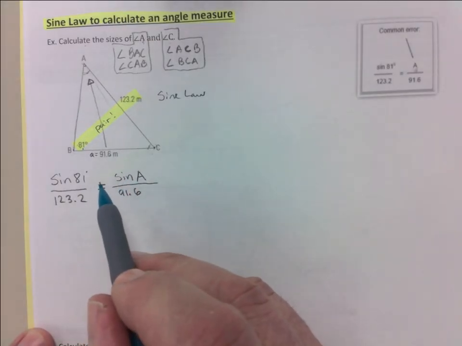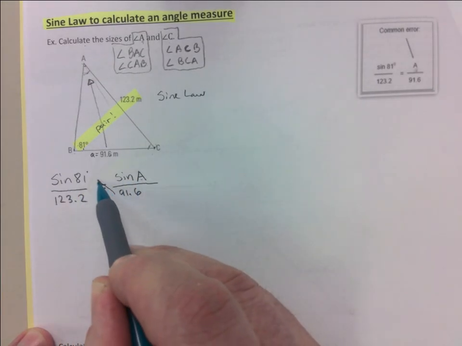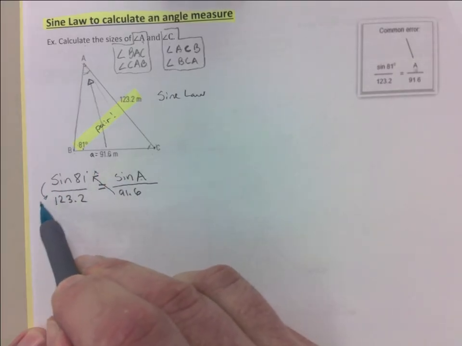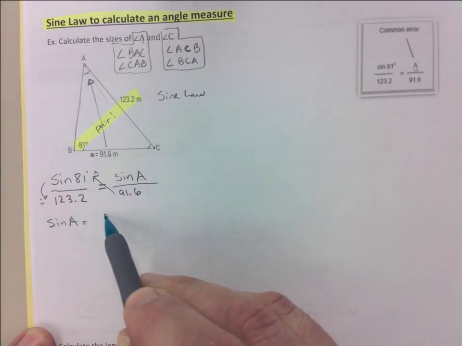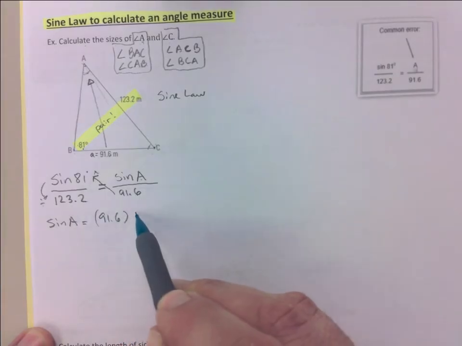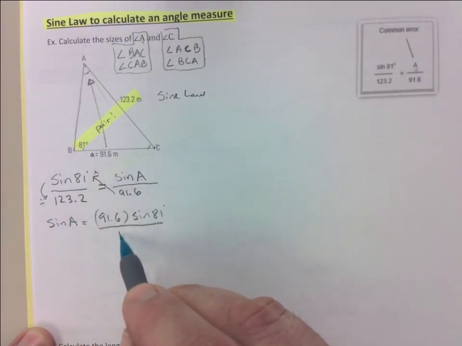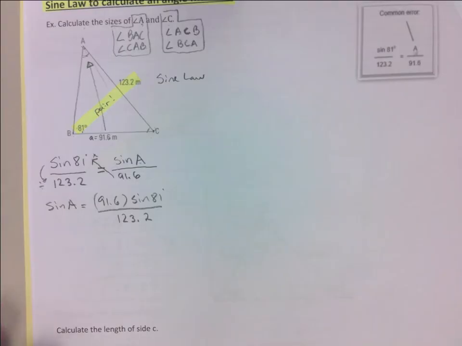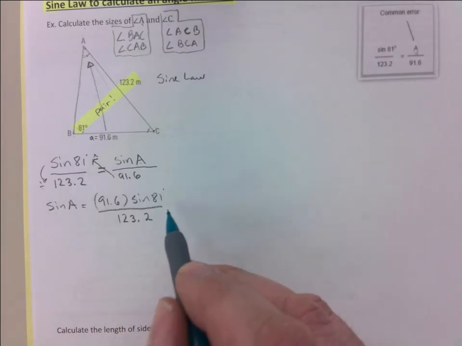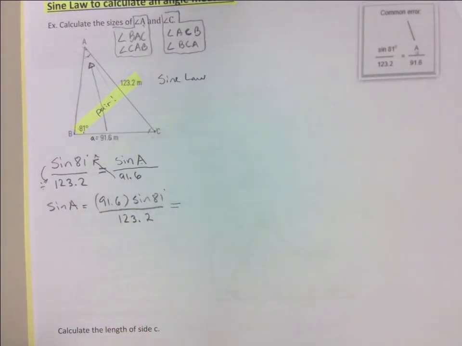So watch this. You go to the side where the variable is. In this case, it's on the right side. I start here, I cross multiply, and I divide, okay? So watch this. You go sine of A is 91.6 times sine of 81 divided by 123.2. Normally, I don't like trains connected by equal signs, but in this case, it's okay. So watch what I'm going to do. I'm going to figure out what this is as a decimal.